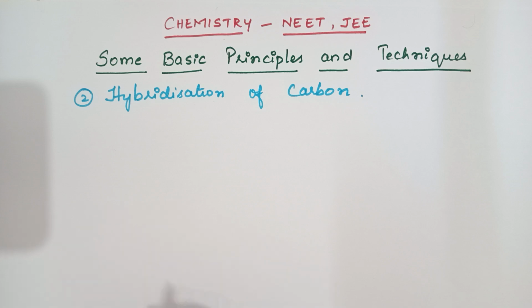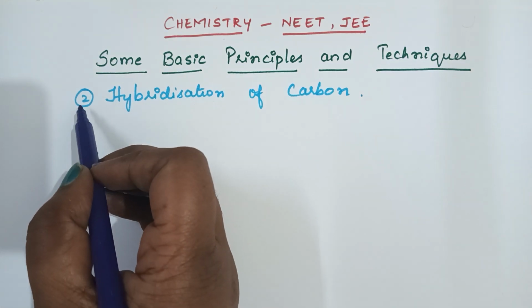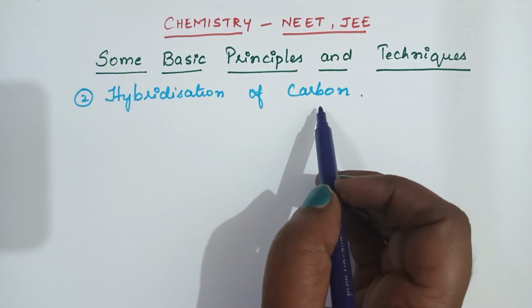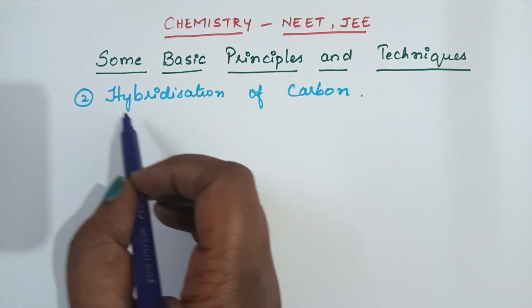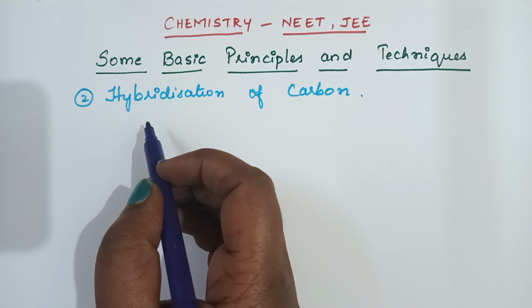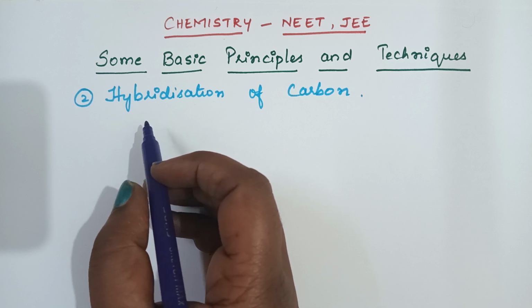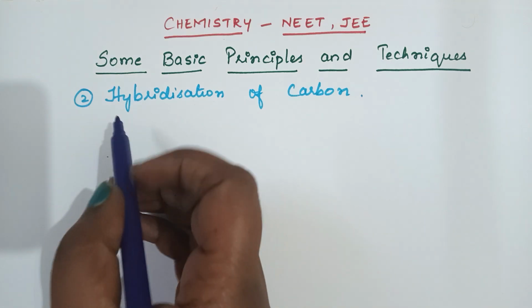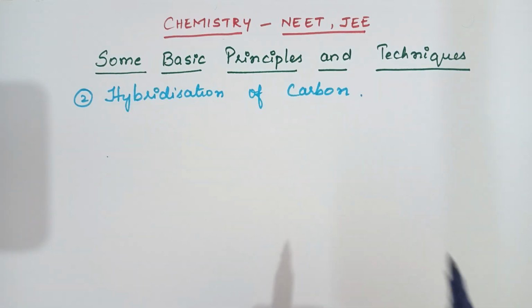Students, in this video we are going to learn the second important concept in this chapter, that is hybridization of carbon. The first concept we studied was how to find sigma bonds and pi bonds in a given molecule. Students, if you have not watched the last video, you can watch it; it will be given in the playlist. So now, coming to hybridization of carbon.